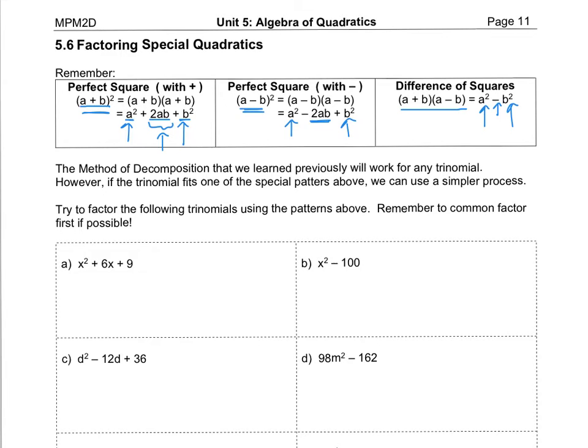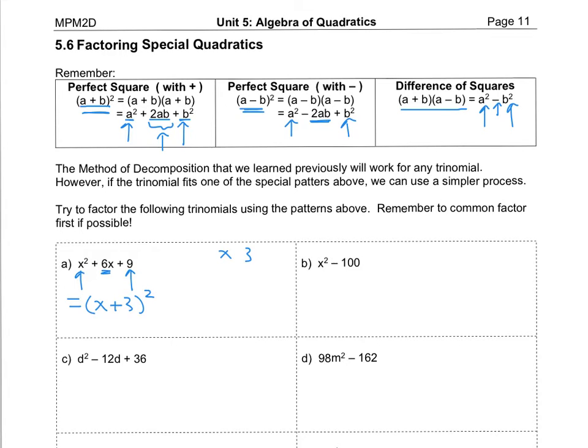So our patterns above, if I have a trinomial with 3 terms, I want to look at that first term and the last term. Are those things we can square root and get a nice answer to? Well, yes. X squared square rooted is just x, and 9 square rooted is just 3. If I take the x and the 3 and multiply them together, I would get 3x, and if I double that, that gives me my 6x here. So this will factor as x plus 3 to the exponent of 2.